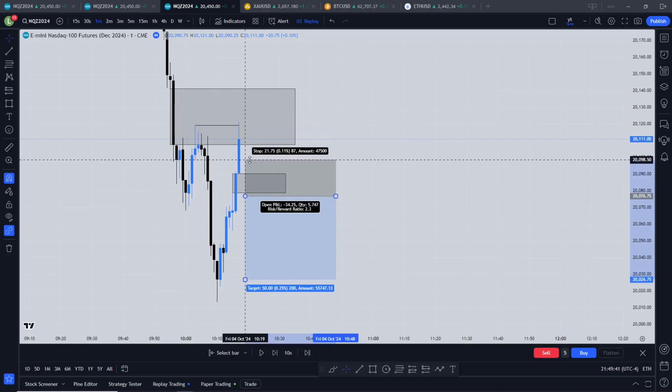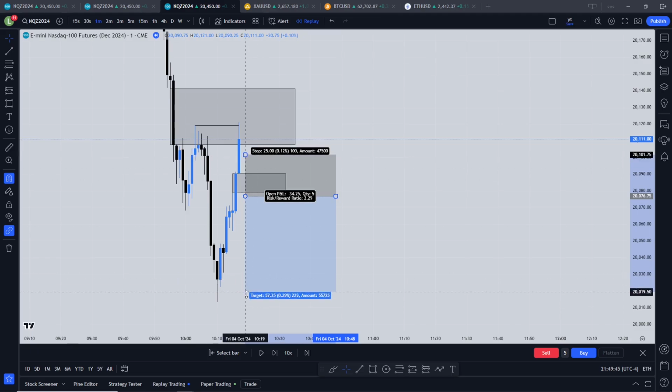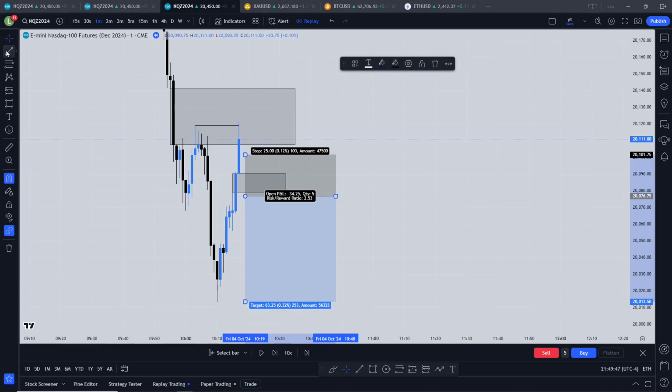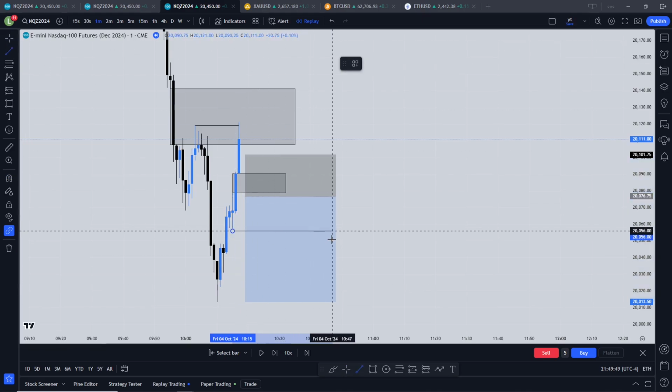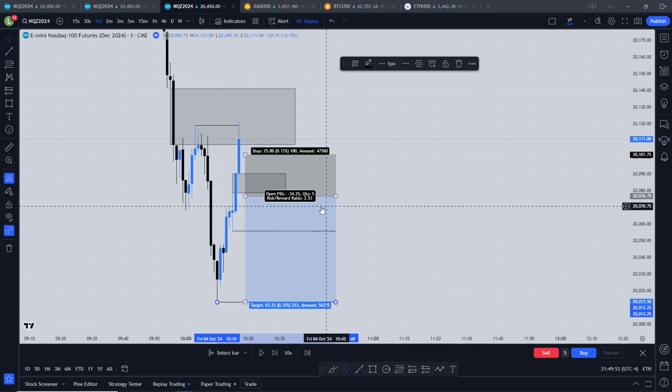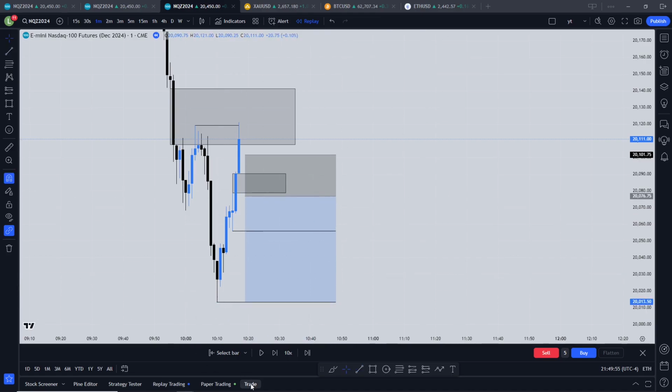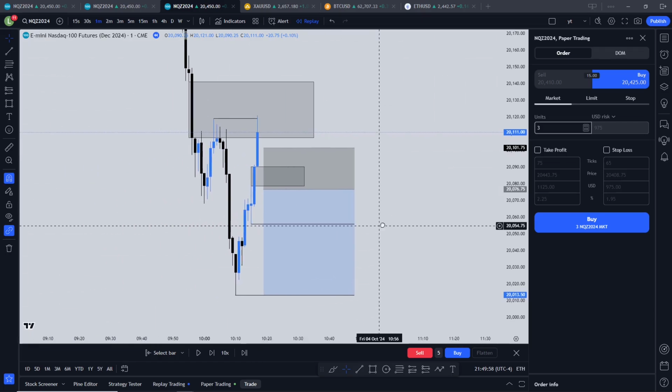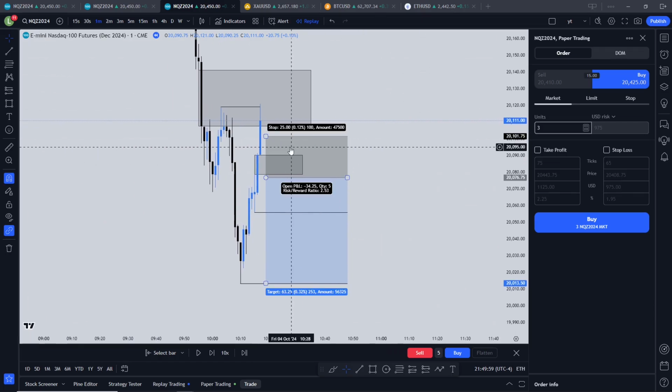So I'll draw this out right here. Let's say we put 100 ticks. This is full TP. Break even here. Full TP here. You could do partial here if you want. And what I'm going to do is pull up this paper trading on TradingView, so you guys really understand how I do this.